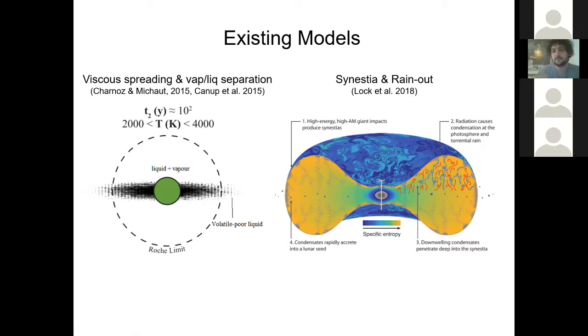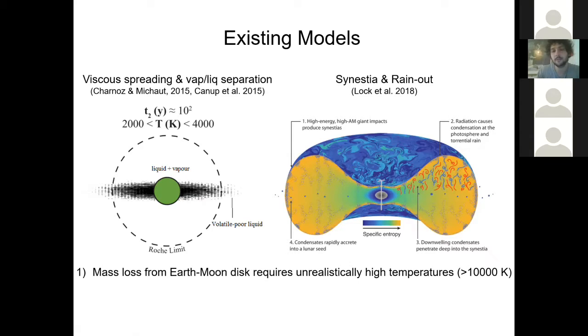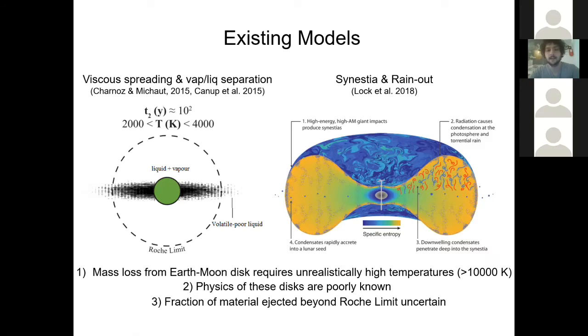However, there's a couple of unknowns with these models. Firstly, if we want to lose volatiles from this system, then we need extremely high temperatures because the gravity of the Earth and Moon together is quite substantial. Secondly, the physics of these disks are still very poorly known, making quantitative predictions quite difficult. Thirdly, we don't know how much of this material is actually ejected already beyond the Roche limit during the impact phase. And if this is the case, then there's no scope for volatile loss to occur before the material is ejected.